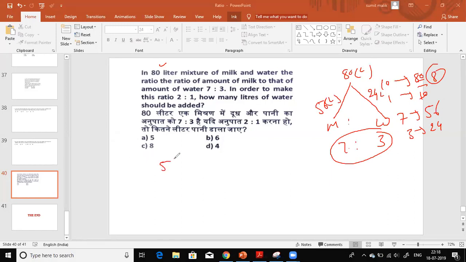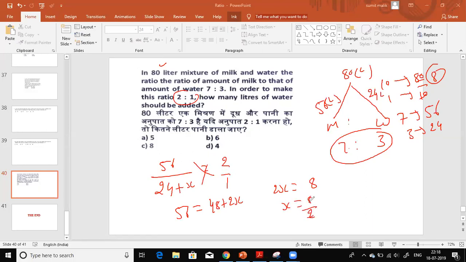So my milk is 56 liter and water is 24 liter. Now what is it saying? In order to make the ratio 2:1, how many liters of water should be added? So suppose I am adding x liter of water, and when I add x liter of water, the new ratio becomes 2:1. Find the value of x. 56 is equal to 48 plus 2x. 2x is equal to 8. x is equal to 4. 4 liter will be your answer.